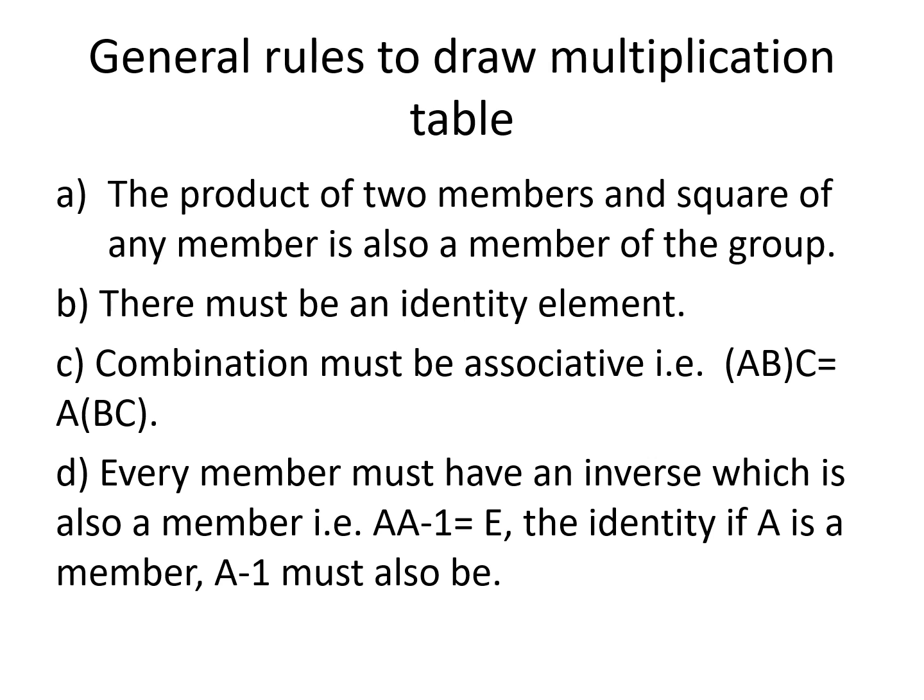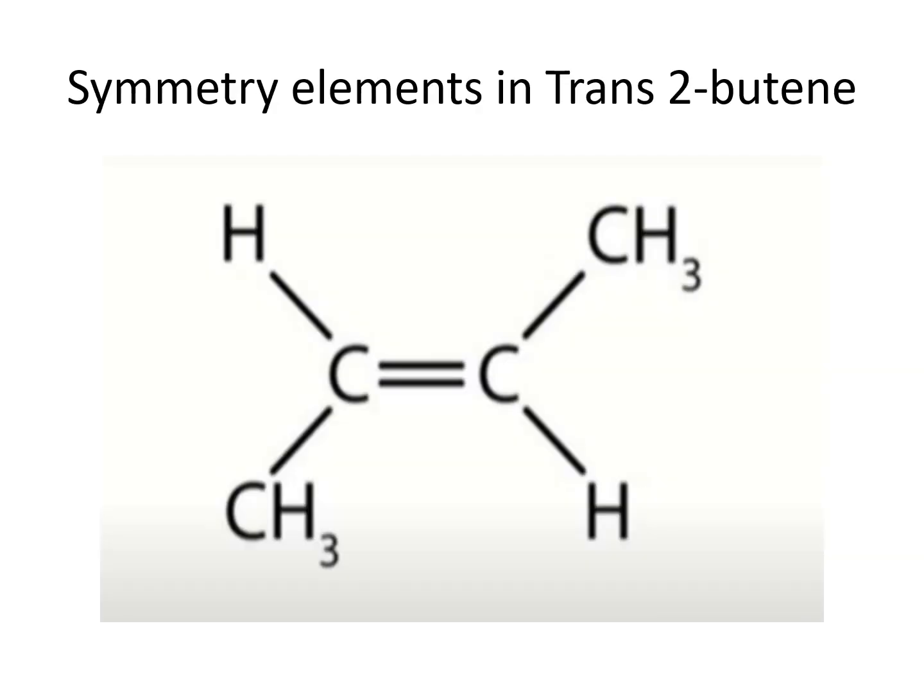The last one is every member must have an inverse which is also a member, that is A multiplied by A inverse is equal to identity. If A is a member, then A inverse must also be. So these are the 4 rules to construct the multiplication table of any molecule. Now here is the example of trans 2-butene.